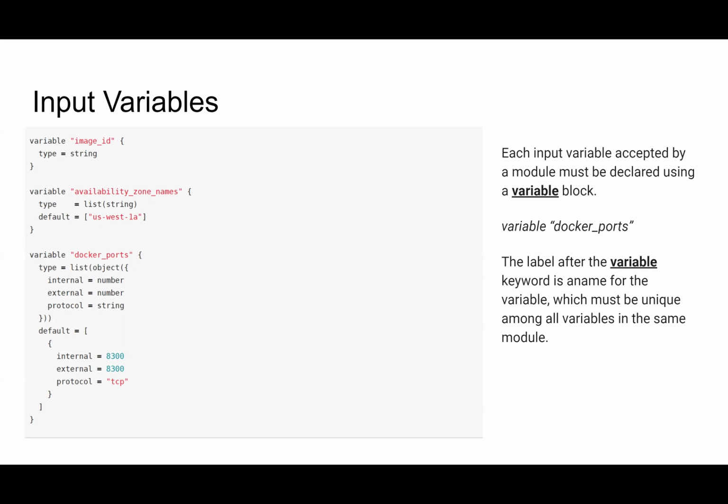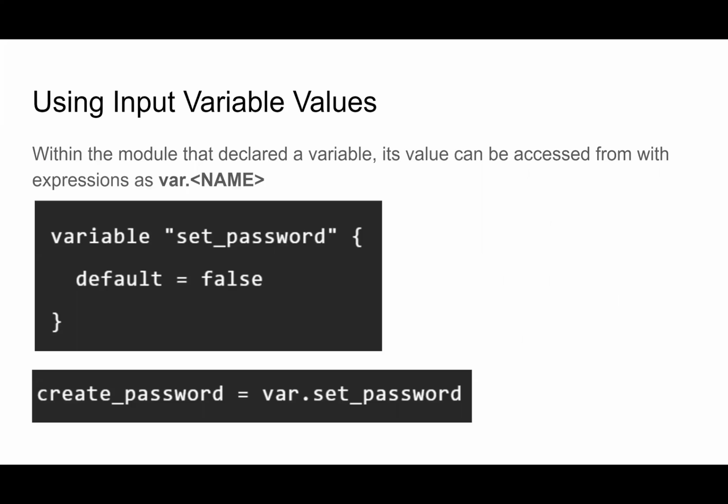So this is what a set of variables could look like. Each input variable accepted by a module must be declared using a variable block. For example, in this case, we have a variable docker_ports. The label after the variable keyword is a name for the variable, which must be unique among all variables in the same module.